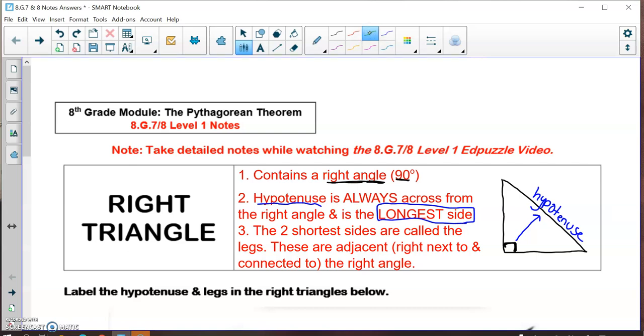Now the two other sides, the two shortest sides, are called the legs. So this side would be a leg, and this side would be a leg. Your legs are always adjacent to your right angle. What the word adjacent means is that these legs are right next to and connected to this right angle here, which, as you can see in the figure, those legs are connected to the right angle. Whereas the hypotenuse is not touching the right angle, it's across from your right angle.